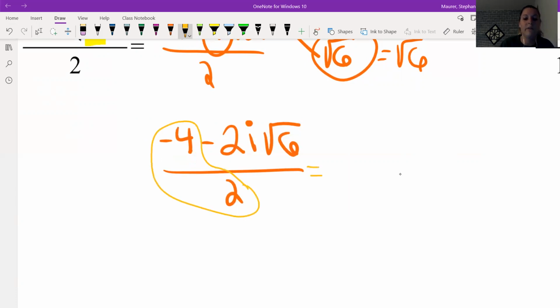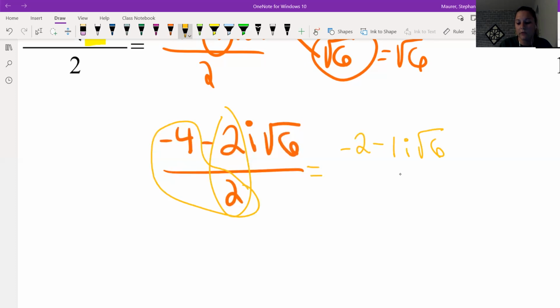What is -4 divided by 2? -2. Okay, what about the second piece? Now here's the tricky part. You're going to take that second piece and divide it by 2, but the square root of 6 can't be divided by 2 because it's in the house while the 2 is not. So the square root of 6 is in the square root, the 2 is not, so they're not going to mix, but the 2 that's out in front could be simplified. So what we're going to get is a minus, what is 2 divided by 2? 1 with that i square root of 6.